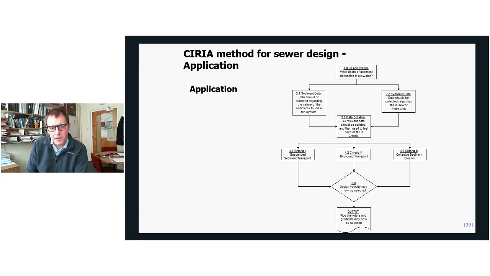So here we have it. This is the flow chart for the method. So step 1 is what depth of sediment deposition is allowable. So that's about whether you want it to be completely clear or you're going to allow some deposition. Then you have to collect data relating to the sediments you've got in your system, and then also get your hydraulic data, which may be easier to find. Now, collecting data on the sediments in your system is going to involve going into the sewer, looking at the sediments that are there, collecting them, analysing them, and building up some profile of your sediments.